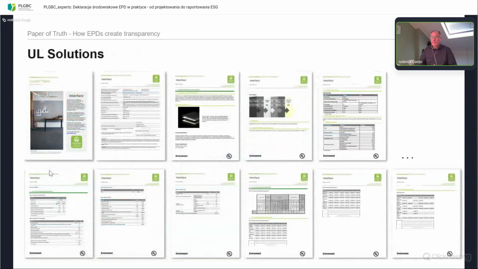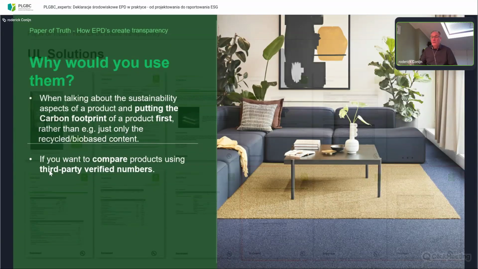This is, for example, an EPD from UL. It looks a little bit different, but in the end, the data which are provided are all verified within those two ISO norms. So despite the EPDs differing in how they look, how they are filled and what they show, the data in itself will be comparable. So, okay, how will we use it?